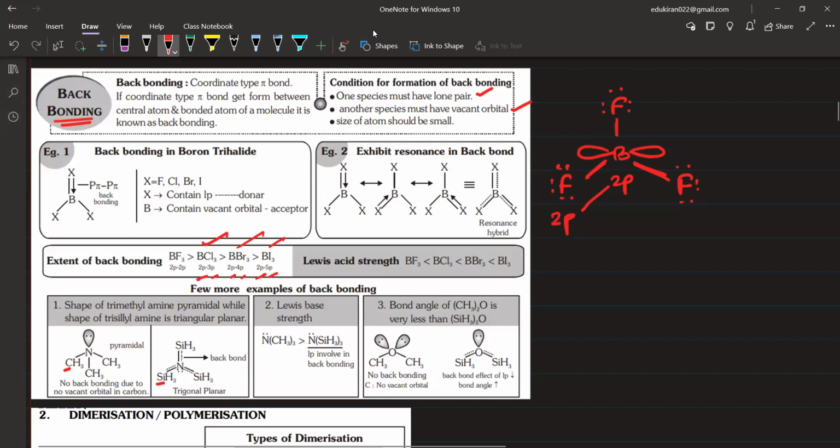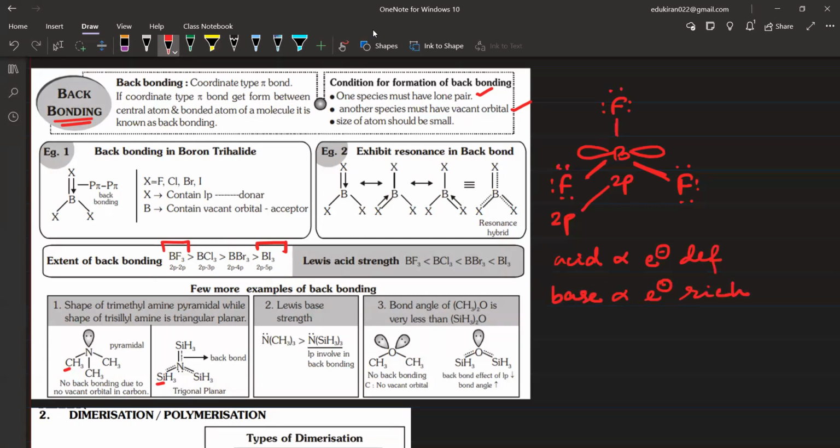Now, if the back bonding is not efficient, then what can we say? Where is it most efficient? In BF3. That means this BF3 is not as electron deficient as BI3. What will BI3 become? It will be the most electron deficient. And when I talk about acids, acidity is directly proportional to electron deficiency. And if I talk about base, then basicity is directly proportional to electron richness. So base is going to be always electron rich and acid is going to be always electron deficient.